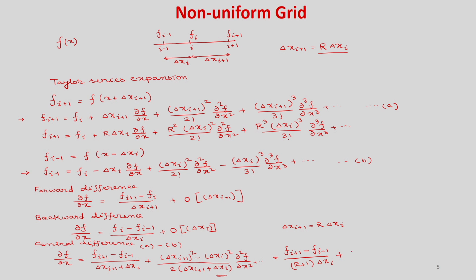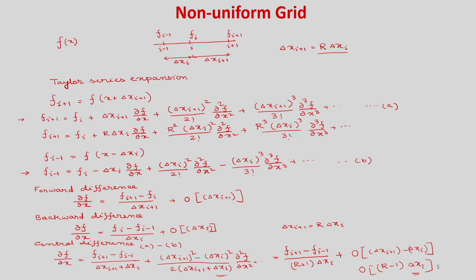So, 1 will be cancelled out. So, you can write order of approximation is delta x I plus 1 minus delta x I, or you can write (r minus 1) into delta x I. So, you can see that if you use non-uniform grid and central difference approximation of the first derivative, you are getting first order accuracy, because it is of order delta x I with a factor r minus 1, but it is a delta x I.